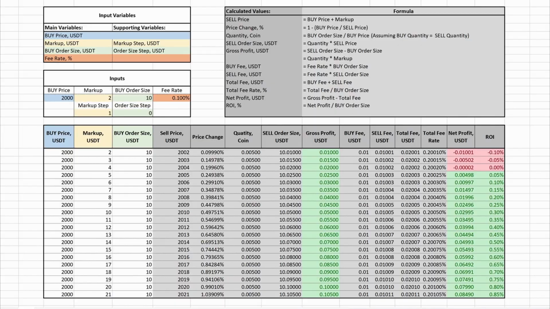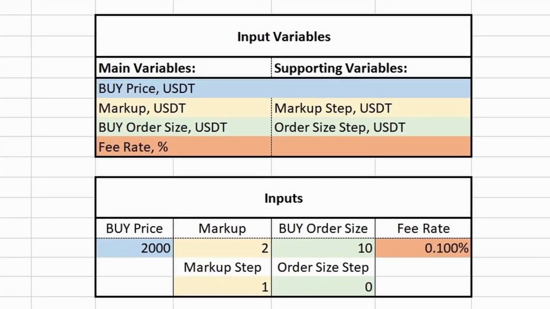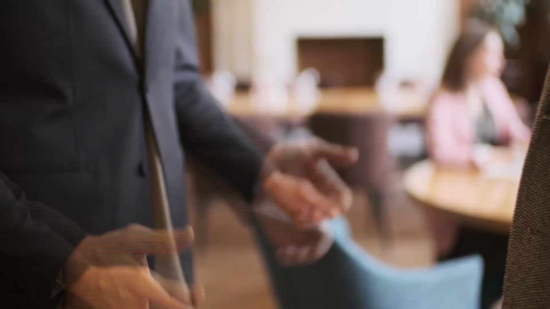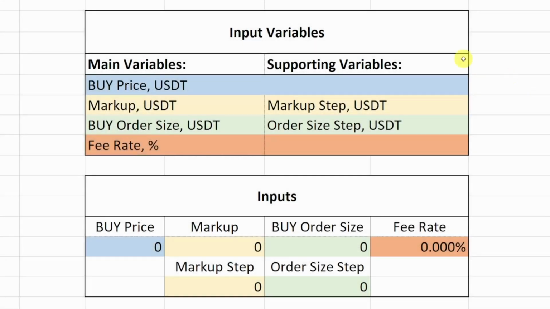First things first, any calculation requires some inputs. I was thinking here as a complete layman, so I took the inputs that are understandable to anyone who has ever bought or sold anything. I have split the input variables into two categories, main and supporting. The main ones are the mandatory minimum, and the supporting ones were added on a bit later to make it easier to operate my spreadsheet.